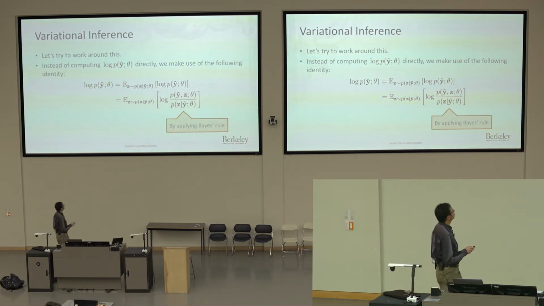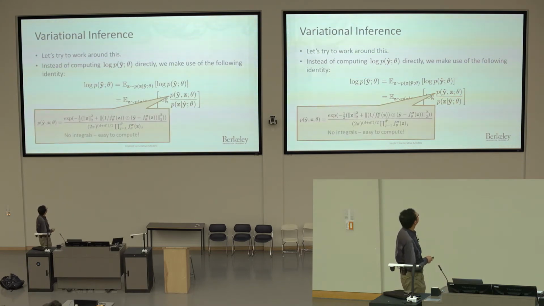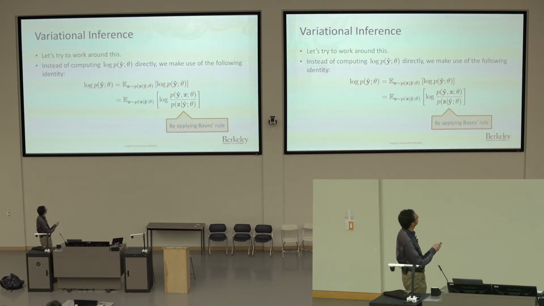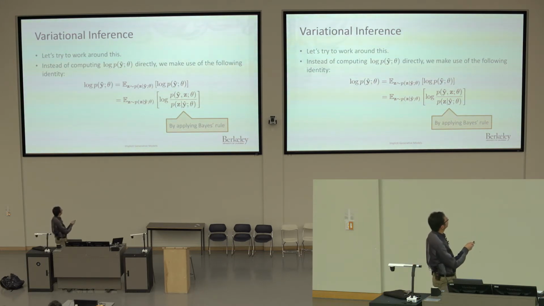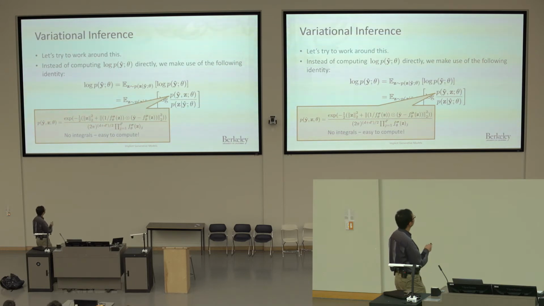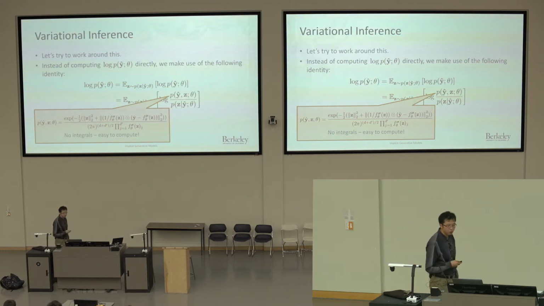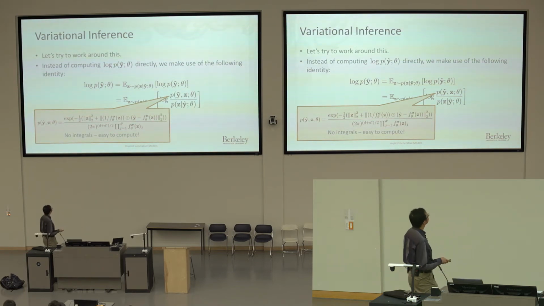Next, we replace this with a ratio of the complete likelihood to the posterior, just by applying Bayes' rule. Now let's take a look at this quantity here. Stare at this for a second. What's nice about this is that we have the complete likelihood, which is very easy to compute, because there's no integral anywhere. There's no marginalization that we need to do. So this is easy to compute.